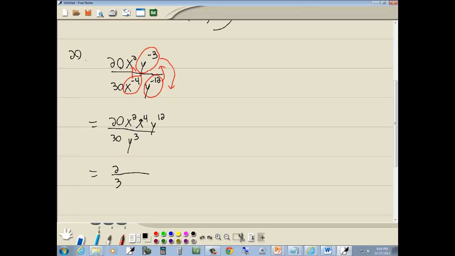x squared times x to the 4th. You got x to a power times x to a power. You add the exponents. 2 plus 4 gives us 6. And here we have y to a power over y to a power. Subtract the smaller exponent from the larger one. 12 minus 3 is 9. And we're going to have y to the 9th power where our larger exponent was, which is up on top. And that would be our answer.